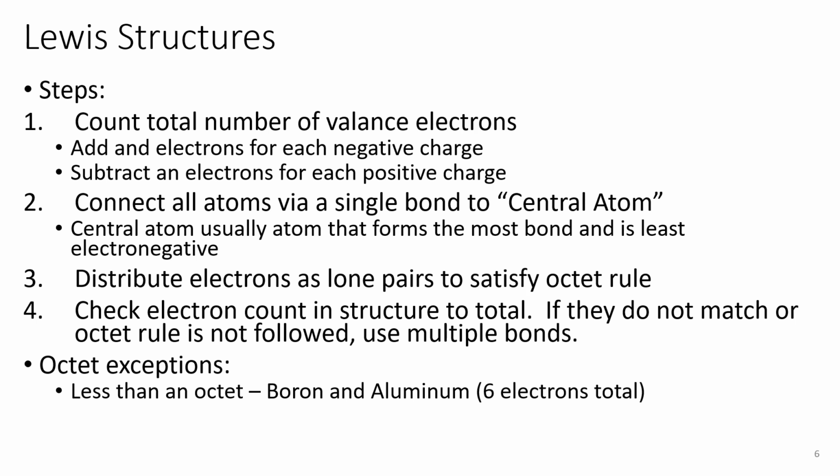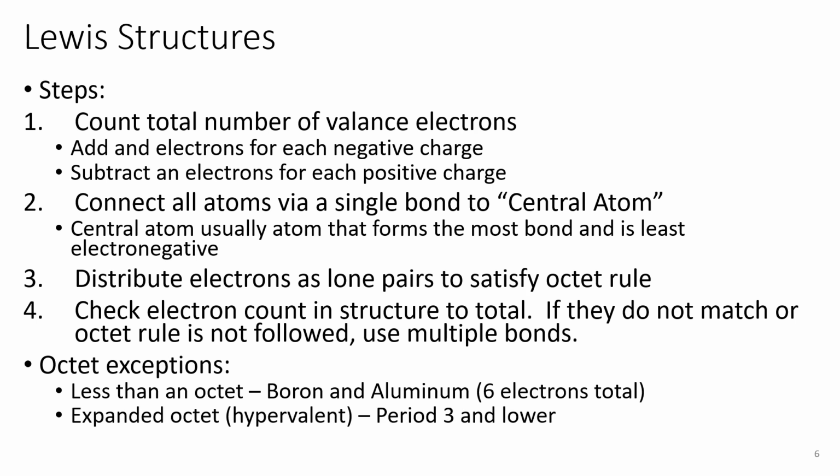One of the exceptions is when we can have less than an octet. The two that you need to know for me are going to be boron and aluminum. Boron and aluminum have 6 electrons total around them, not 8, and they are in their most stable form. So boron and aluminum, we're not going to see 8 electrons around them to be stable. We're only going to see 6 electrons in total around them to be stable.